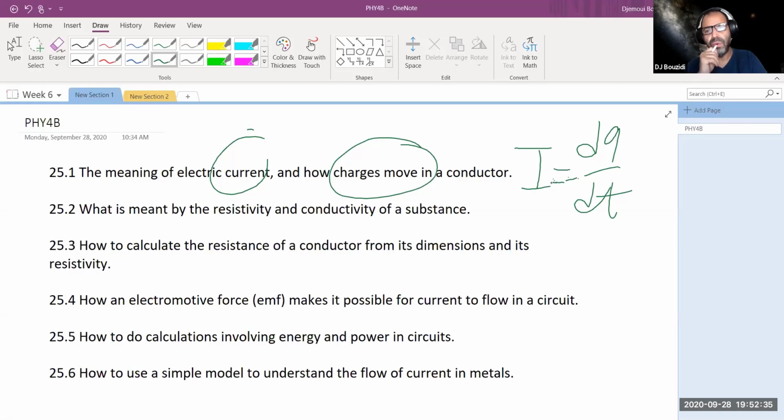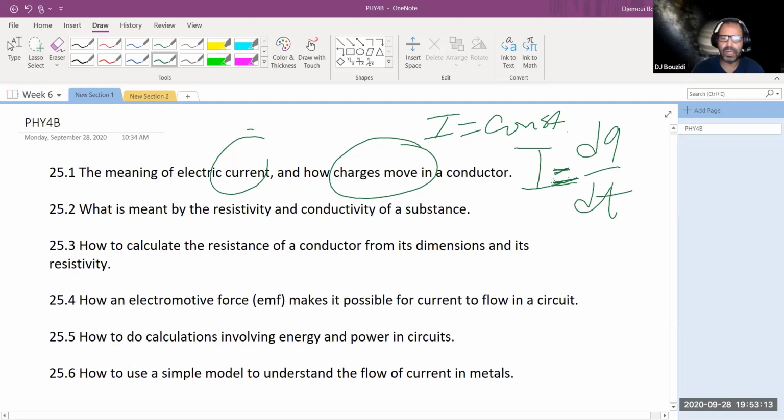Most of the time, though, what we're going to be dealing with is a steady current. And this word steady current is going to be critical later on when we deal with chapter 27. So the assumption then, not here yet, is that I is equal to a constant, meaning it's like a uniform motion when we were doing physics 4A. At some point, we're going to be dealing with steady currents, but for right now, it doesn't matter. As long as I have a rate at which charge changes with respect to time, that is what I'm going to be calling current from now on. So we're going to define that.